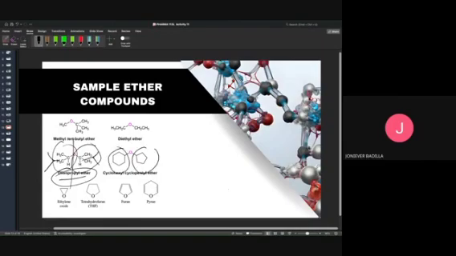Next, we have a cyclic ring structure, but it is unsymmetrical. Since they are cyclic, we use the cyclo prefix. We start by naming the one with fewer carbon atoms, five, so that's cyclopent. Since that is the shorter chain, we attach the suffix oxy. So cyclopentoxycyclohexane, that's ether number 2. But we won't be going over the IUPAC names because that is part of your lecture. Just to present some examples of ether compounds, we have the following.